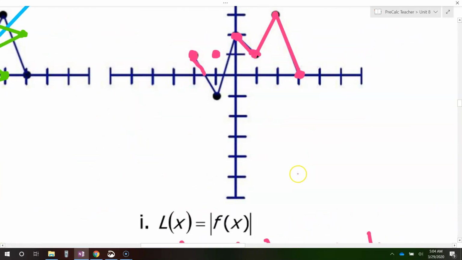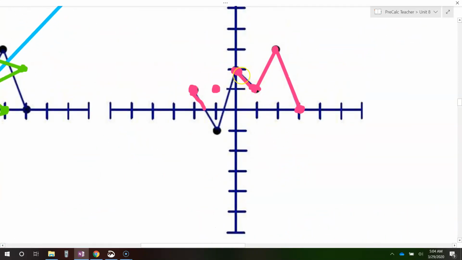You know, I feel I should zoom in on this more. Same thing is happening here. This part of the graph right here is positive, so it will not change. It's all above the x-axis until it reaches the x-axis. It's only the little part that dips below. That little part is going to be flipped up, and it's going to go like this.